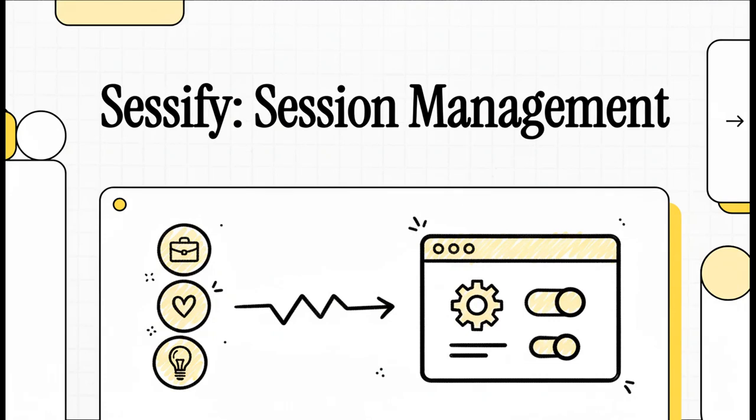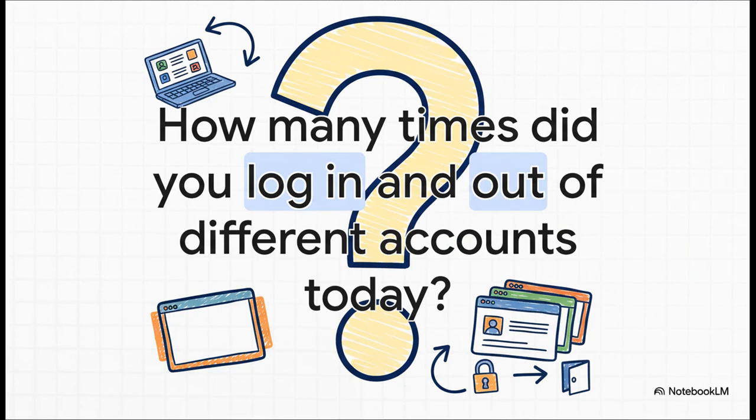You know the drill. You're juggling your work account, your personal account, maybe even a side hustle account, all on the same website. It's this constant, low-level friction that we've all just kind of learned to live with. No, really, just take a second. How many times? Twice? 5? Maybe more? Every single time you do that, it pulls you out of what you were doing.